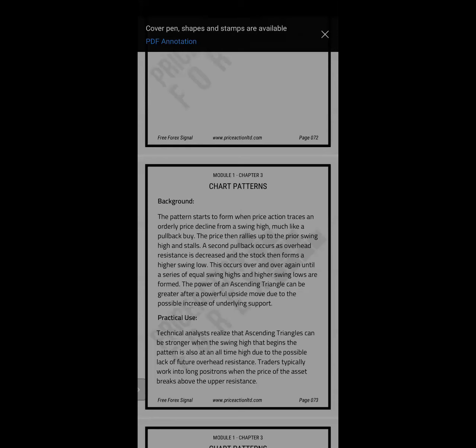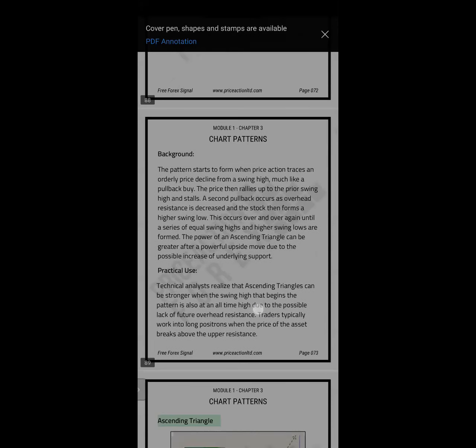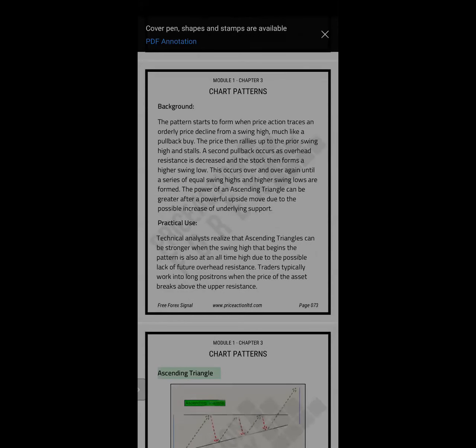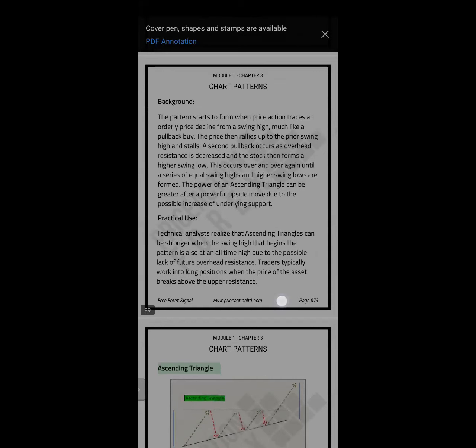The power of an ascending triangle can be greater after a powerful upside move, which is the possible increase of underlying support. Technical analysts realize that an ascending triangle can be stronger when the swing high in the pattern is also at an all-time high. Well, this is what it looks like.